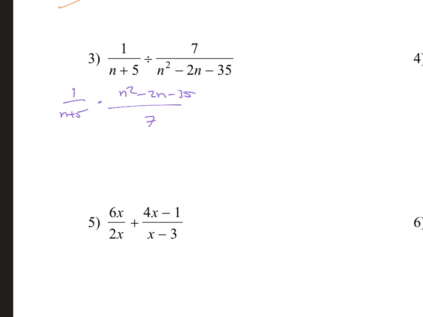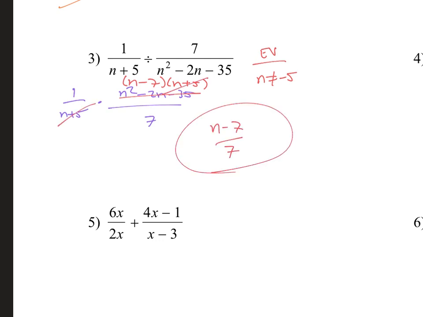Then let's factor. So what factors 35 subtract to give you 2, 7, and 5. So n minus 7 and n plus 5. Those cancel. So excluded values, n cannot equal -5. What cancels? That cancels. So all I have is an n minus 7 over 7.